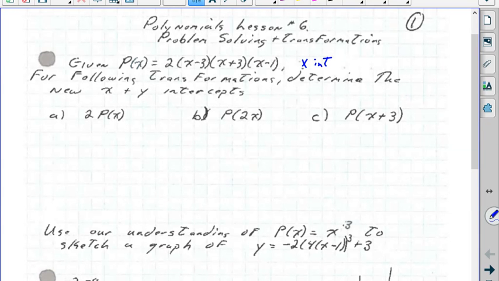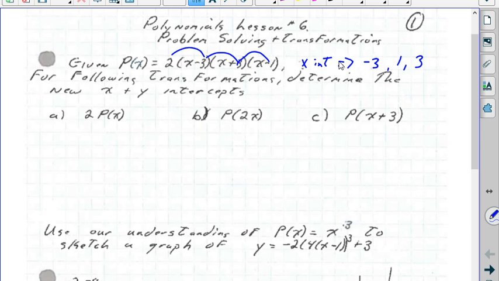The x-intercepts are the zeros of our individual factors. We have x-intercepts at -3, 1, and 3. Now, how do we find the y-intercept without doing a whole lot of calculation or using our graphing calculator? Well, the y-intercept is the constant term for this one if we wrote it in general form. So it's going to be 2 times -3 times 3 times -1.